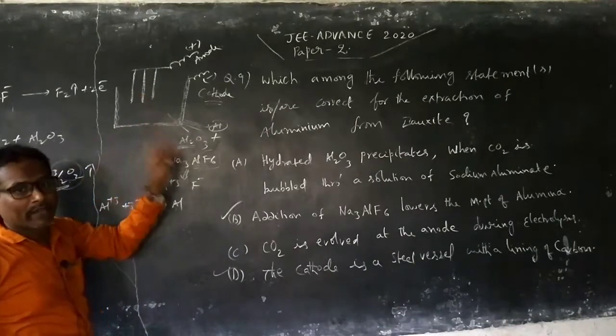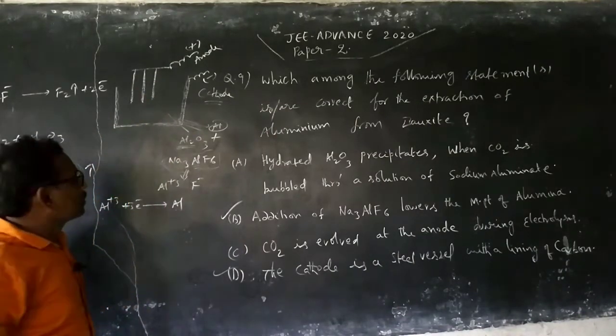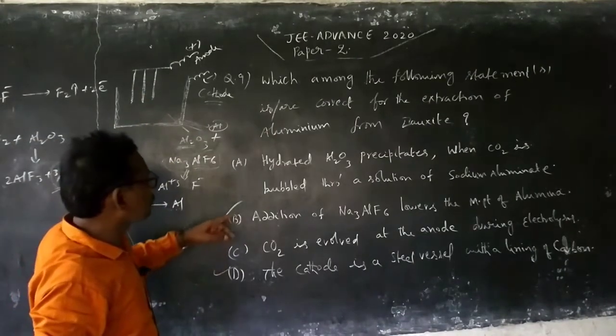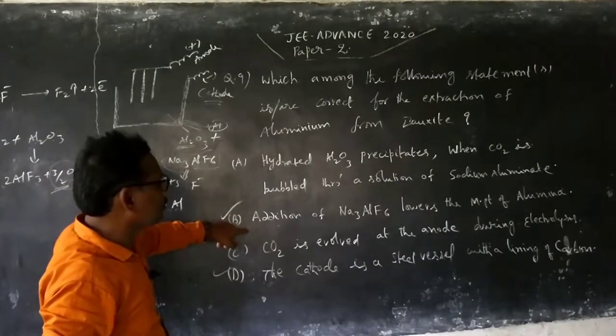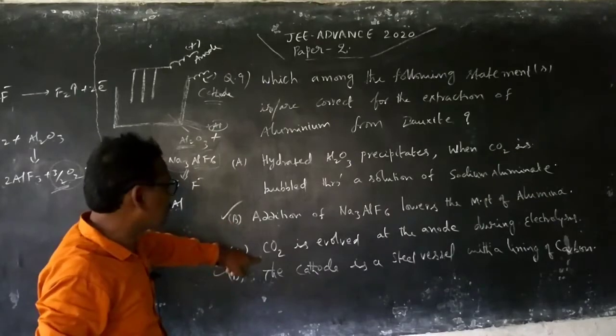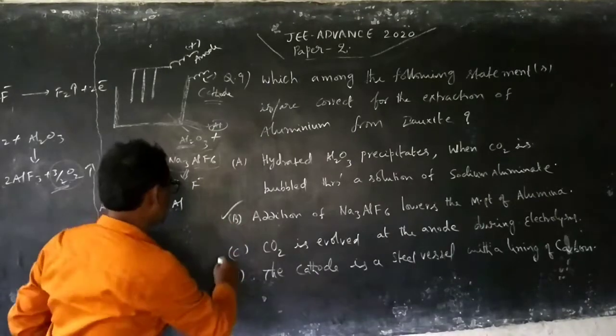Okay, this is the idea behind this extraction. So now you tell me, the question is what? Yes, this is correct. Addition of energy lowers melting point, and CO2 gas is evolved at the anode during electrolysis. Is this correct or not?